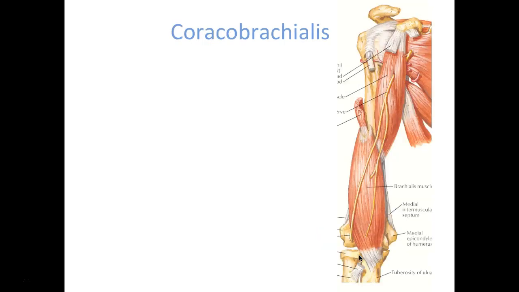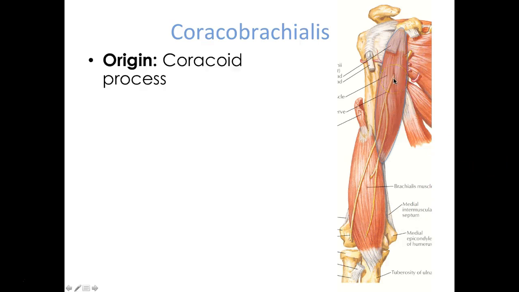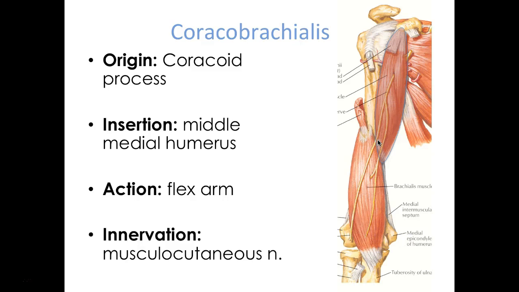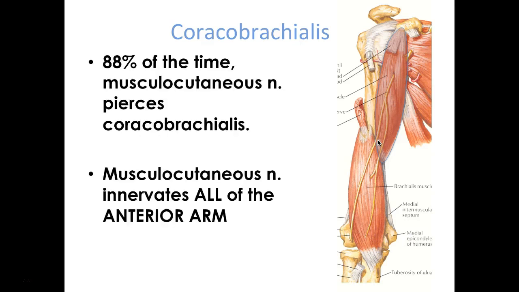Next, we have coracobrachialis. This is one of my favorite muscles because it's easy to identify for me. I can always tell because 88% of the time we have the musculocutaneous nerve piercing this muscle. It's going to originate from the coracoid process, and then it inserts into the middle medial humerus. Its action, it's a small muscle, so it's only going to flex the arm, and innervation is the musculocutaneous nerve. So this is saying how 88% of the time the nerve pierces this muscle.